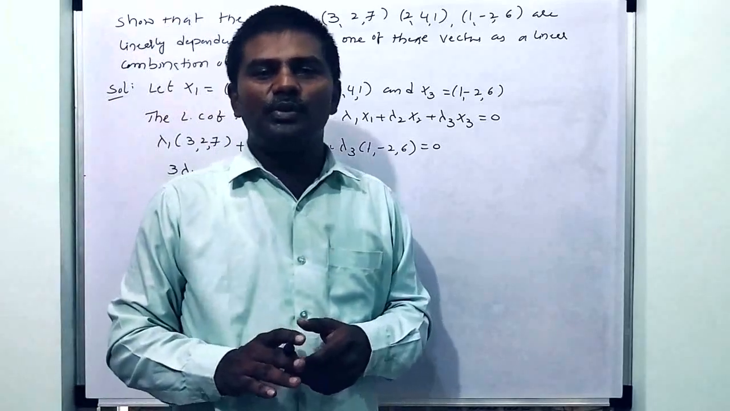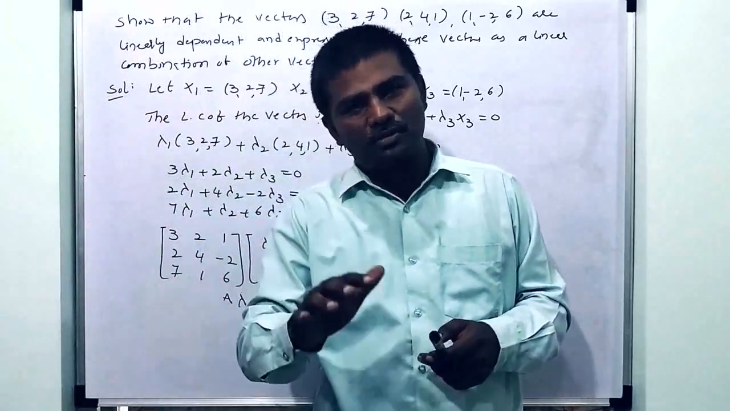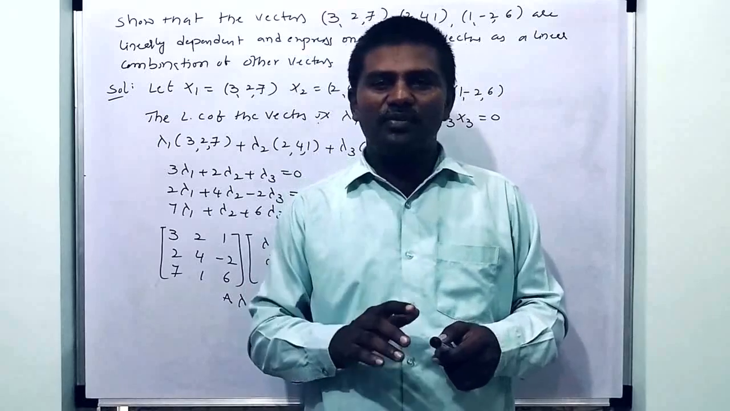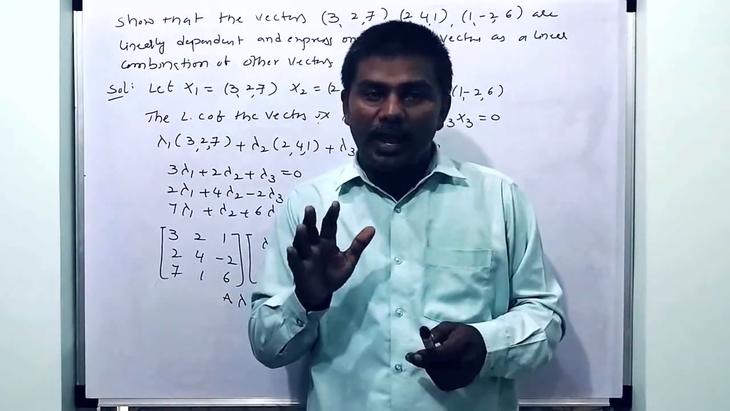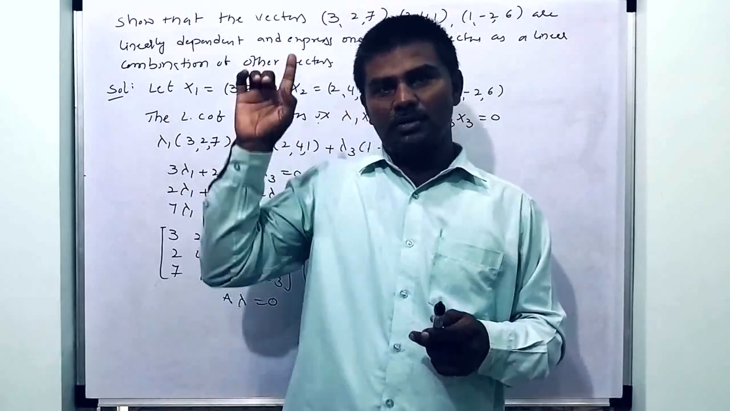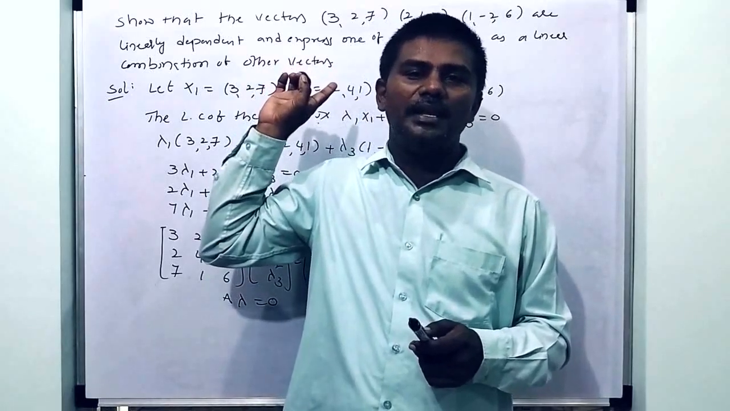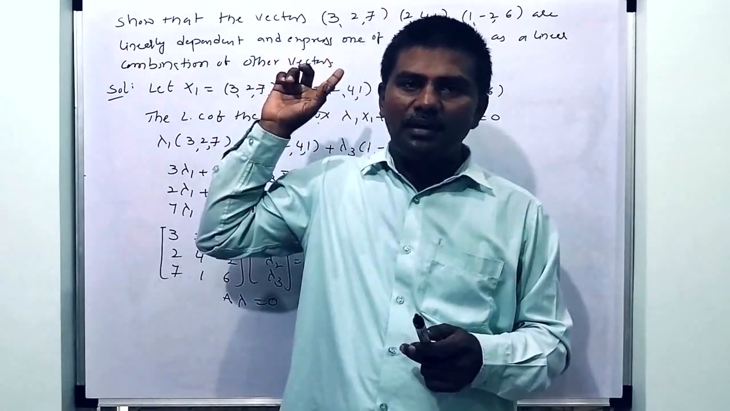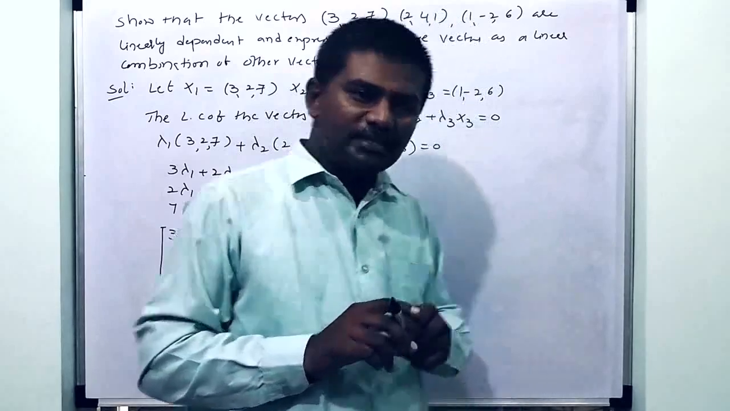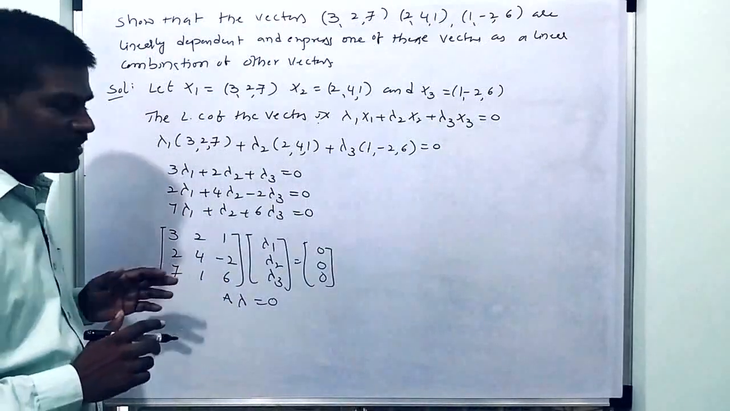If rank is equal to number of unknowns, the system has the zero solution. If rank is less than number of unknowns, the system has infinitely many solutions. If rank is equal to number of unknowns, the given vectors are linearly independent. If rank is less than number of unknowns, the given vectors are linearly dependent. Let us see what will happen for this matrix.